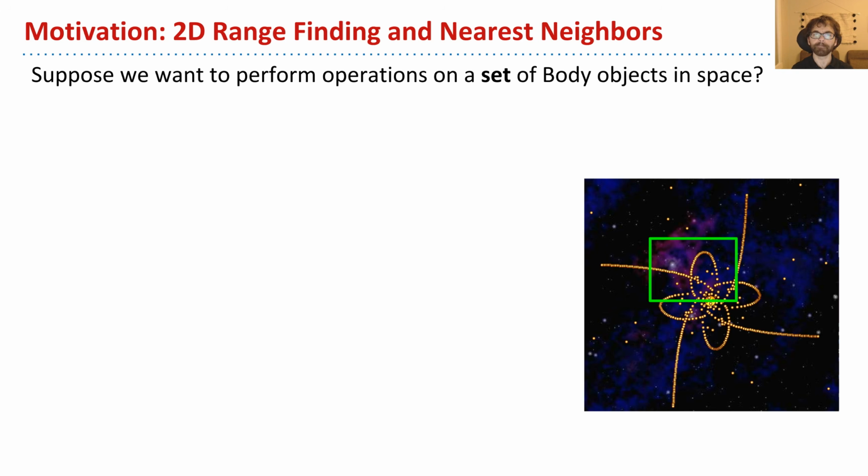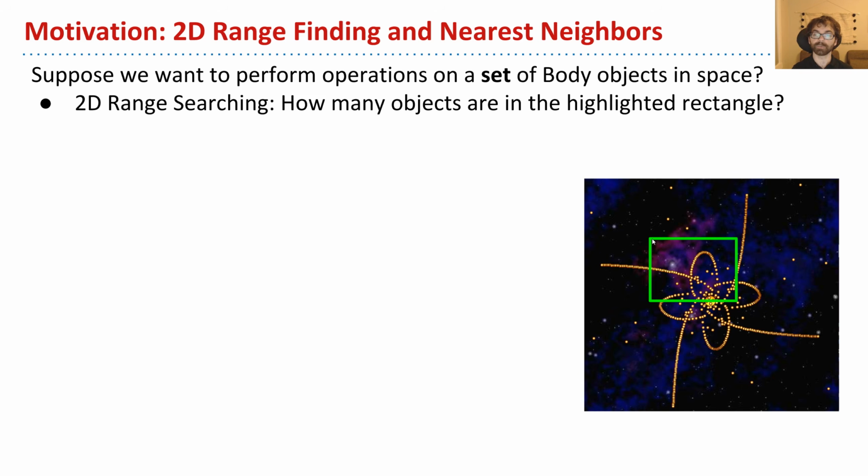So what do I mean by that? Let me give you an example. Let's say I have a bunch of objects in space. You may recall these from an earlier project in this class. Here are a bunch of little suns orbiting one big sun. And let's say we want to know what are all of the objects in space that are inside this green rectangle, which I might call a 2D range search or a 2D range finding operation. In this case, it could be which objects are in the rectangle or just how many are there.